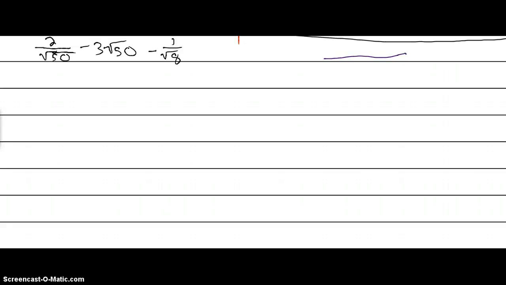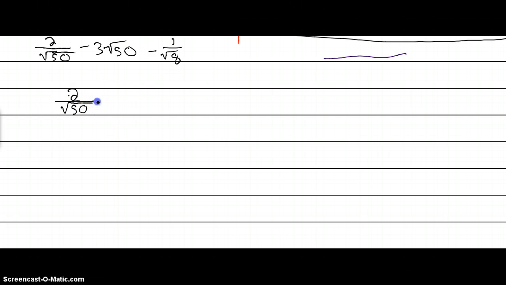Alright, so this is the last problem. Then I'm going to go over the fourth fruit stuff again, because I think I went pretty fast with that. So we're going to go ahead and do this. Again, remember, we don't want any square roots in the denominator, so we have to get rid of the square root. So we have 2 divided by the square root of 50.